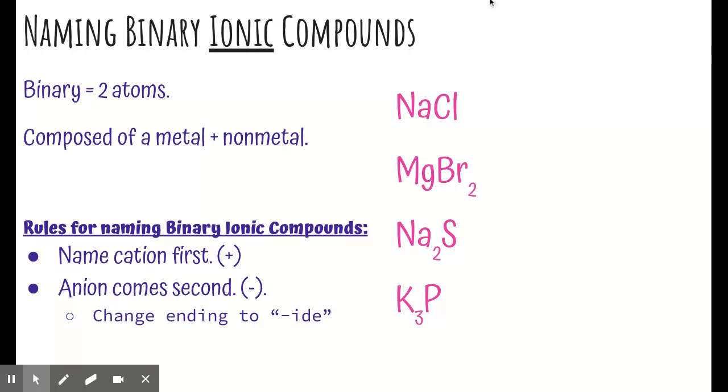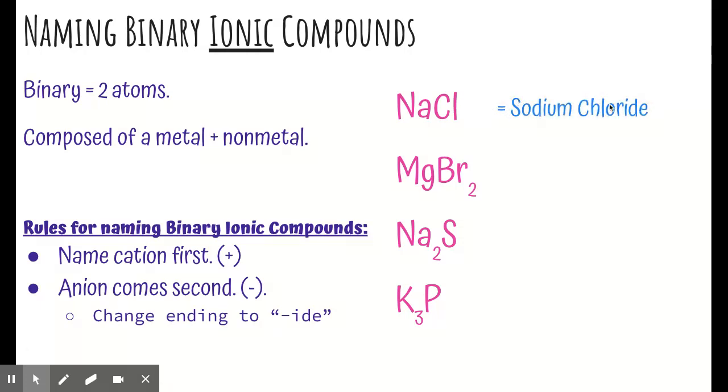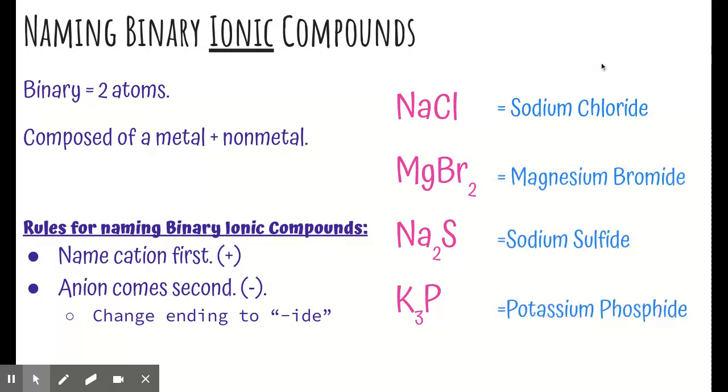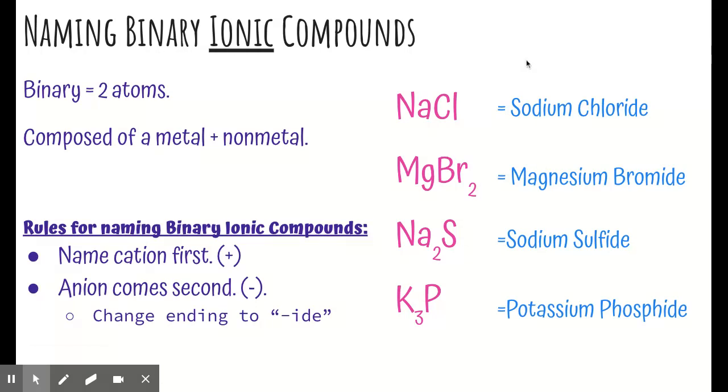So here, naming binary ionic compounds just means you have 2 elements from the periodic table. We're not talking about anything that's a polyatomic ion. You always name the cation first, which is the metal. The metal always goes on the left, the non-metal goes on the right. When you are naming them, meaning writing out the full name, you change the ending of the second element to IDE. So here you'd have magnesium bromide, sodium sulfide, potassium phosphide. You kind of get the idea. We're ignoring the subscripts because that doesn't matter for naming ionic compounds.